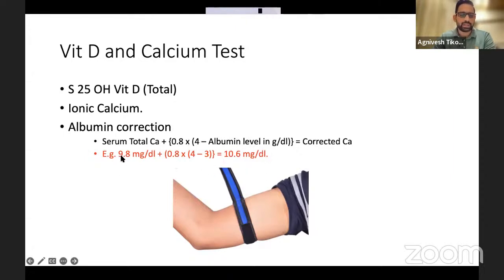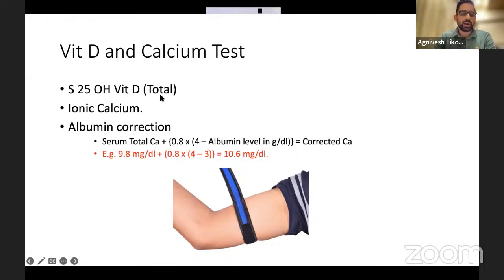So let's say a patient has a calcium of 9.8, which is normal, but his albumin is 3. When you correct it, it becomes 10.6, which comes in the hypercalcemia range. So you may get misled by only knowing the total calcium level and not correcting it with the albumin level.